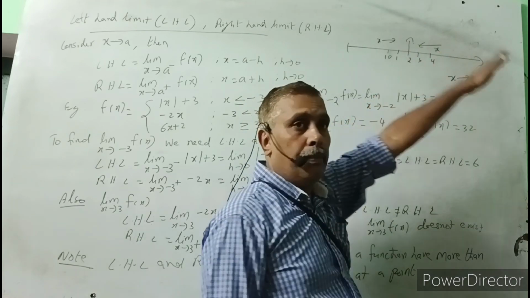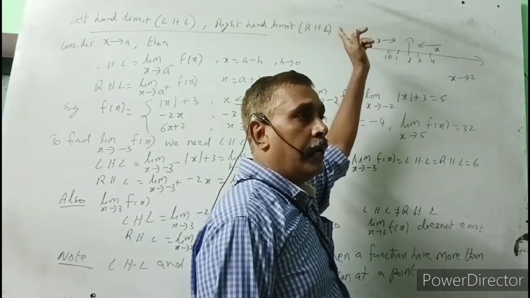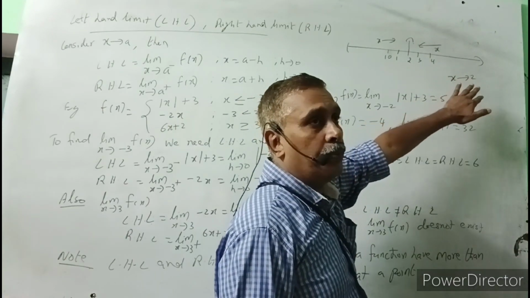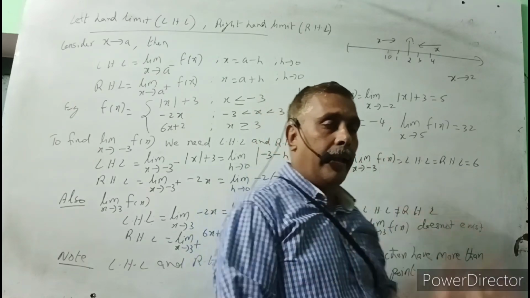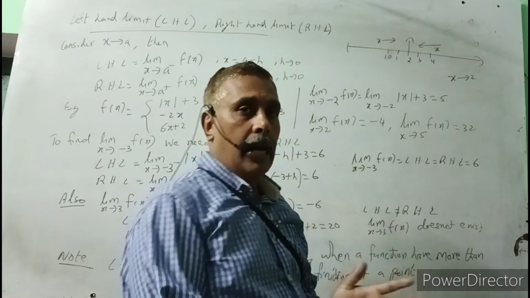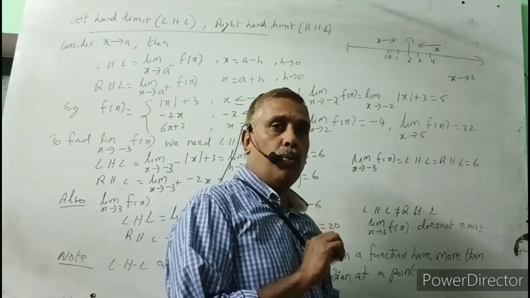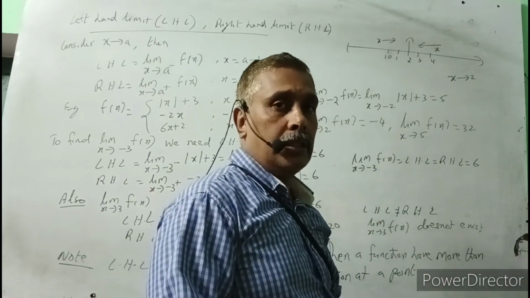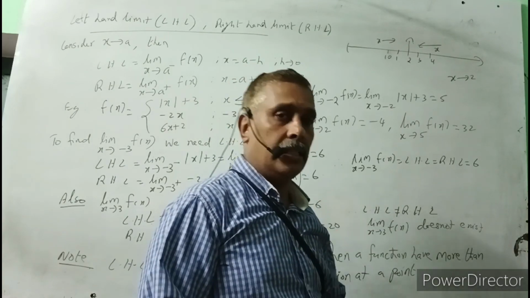1.99999 etc. it may reach 2, and similarly 2.00001 etc. may reach 2. So on the left side x may approach, on the right side x may also approach, means in the neighborhood of 2 there are numbers which are less than 2, for example 1.999 etc. There are numbers more than 2, that is 2.0001 etc.